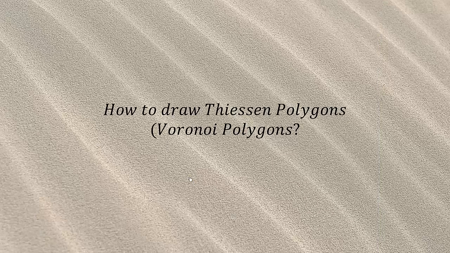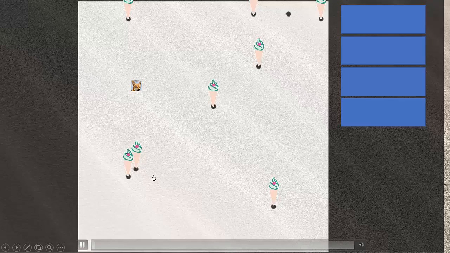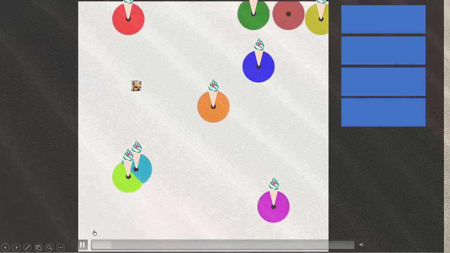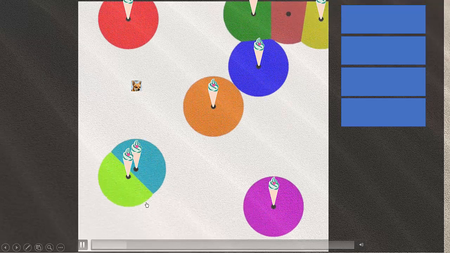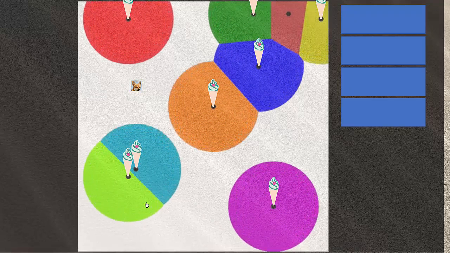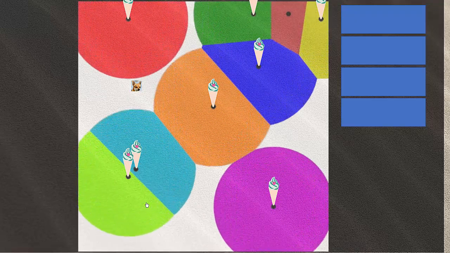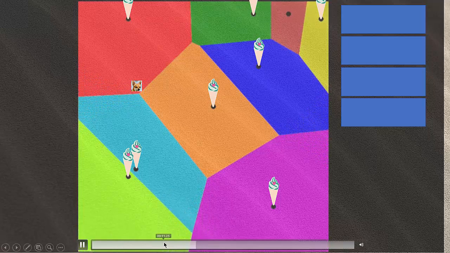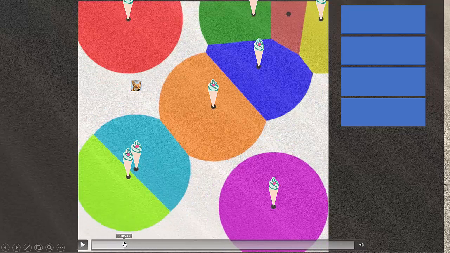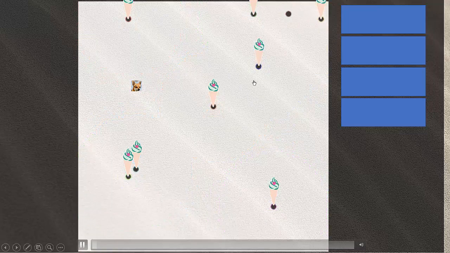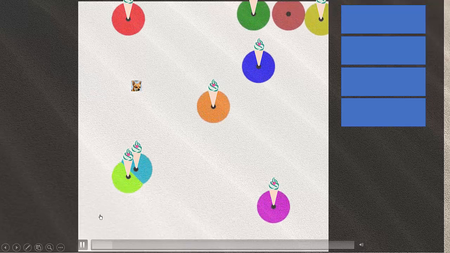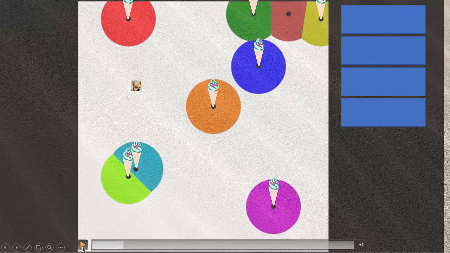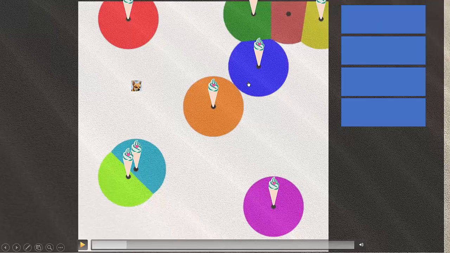Now we have already known the concept of Thiessen polygon. Let's know how to draw the Thiessen polygons. As we have already seen the simulation for this, let's observe the simulation in detail. Let's retrace the video. Consider the simulation for these two ice cream stalls. Let's draw a line between this and this ice cream stall.